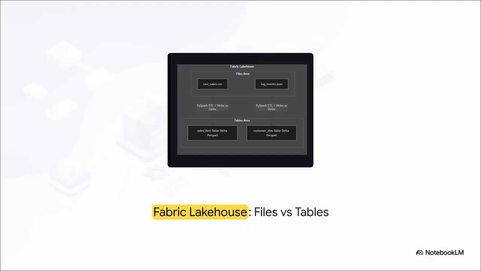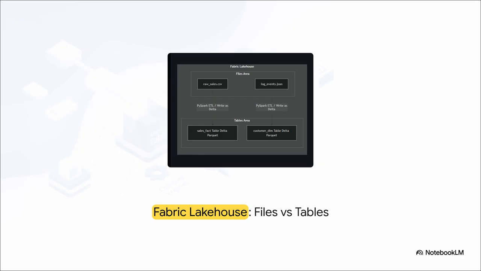So within those workspaces, you're going to create lakehouses. And a Fabric lakehouse has a really specific architecture, split into two distinct zones. Up top, you have the files area. This is your unmanaged landing zone, basically where you dump your raw CSVs, JSONs, or any unstructured data. Spark can read it, sure, but it doesn't have a relational schema yet.